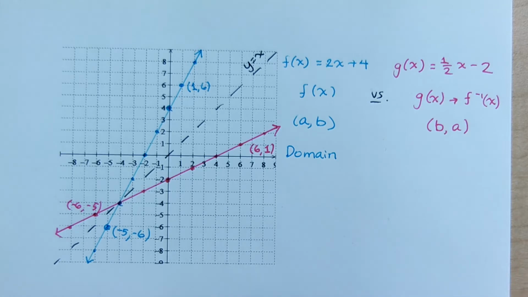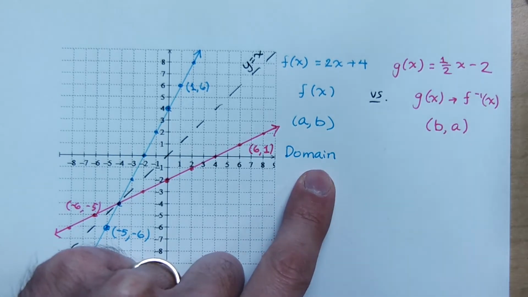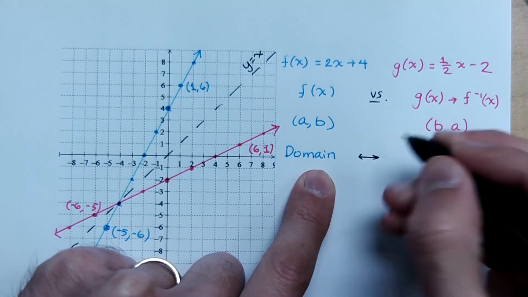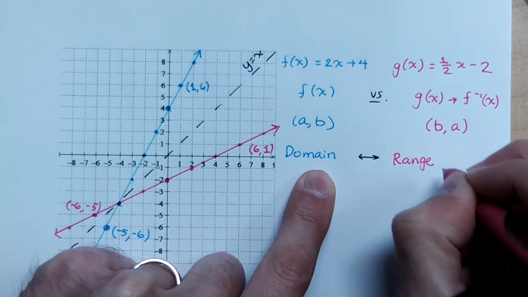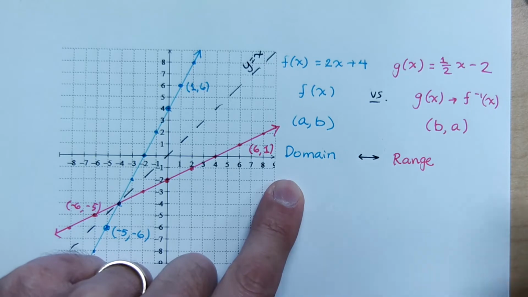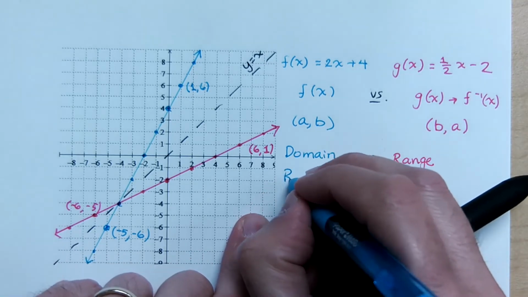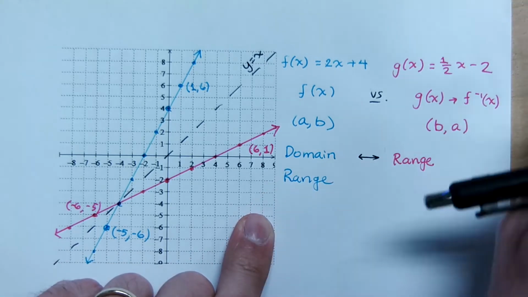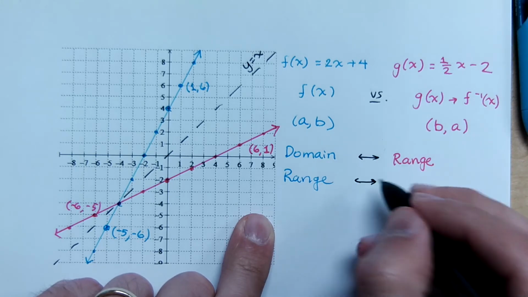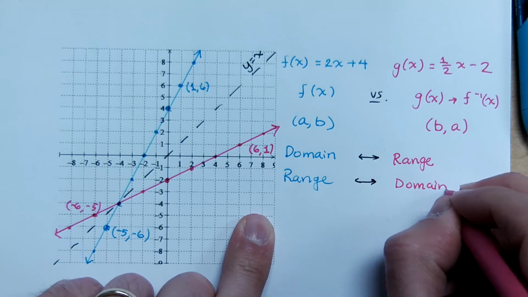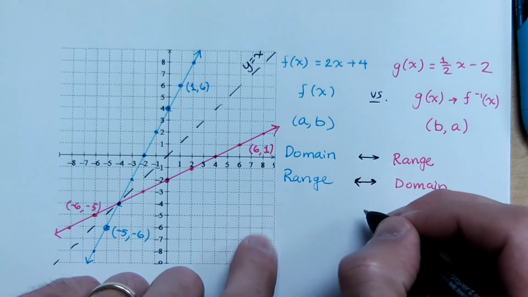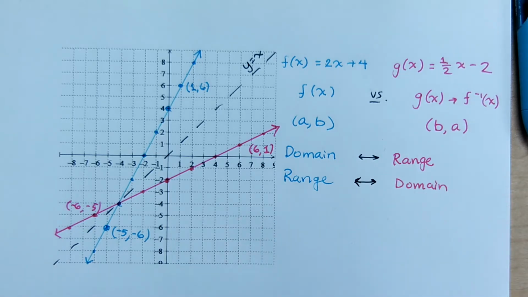So the domain for your function ends up being the same as the range for your inverse. Likewise, your range for your function is going to match up with the domain for your inverse. The big thing to understand here is that x becomes y and y becomes x. If we can remember that, we shouldn't have any problems.